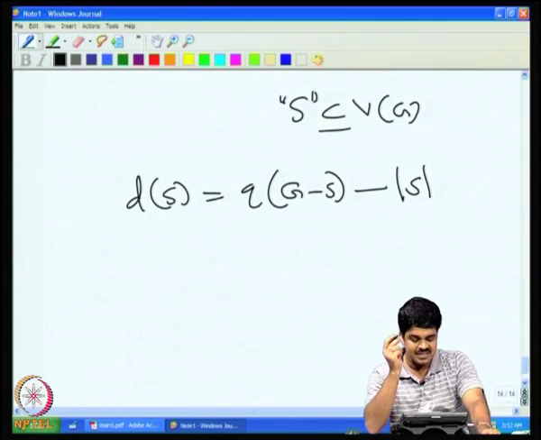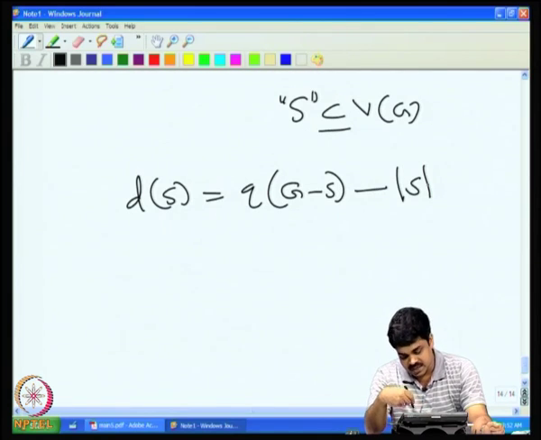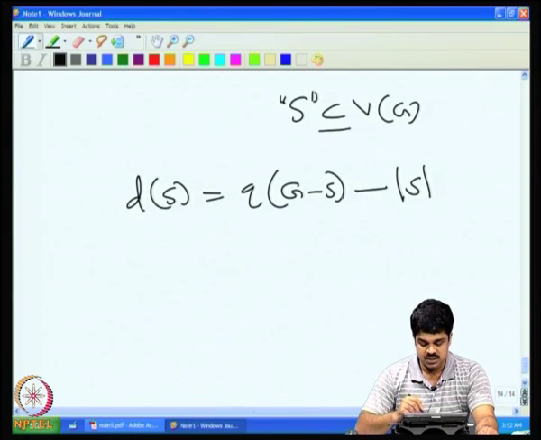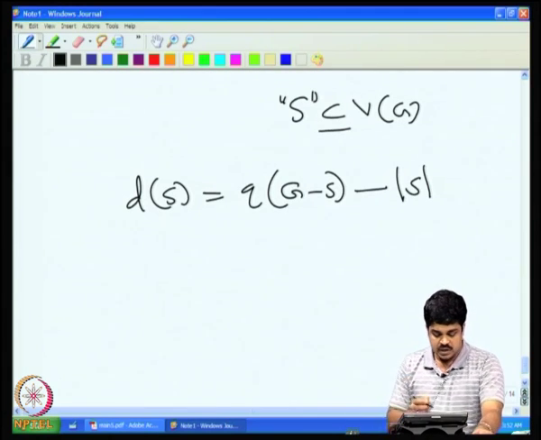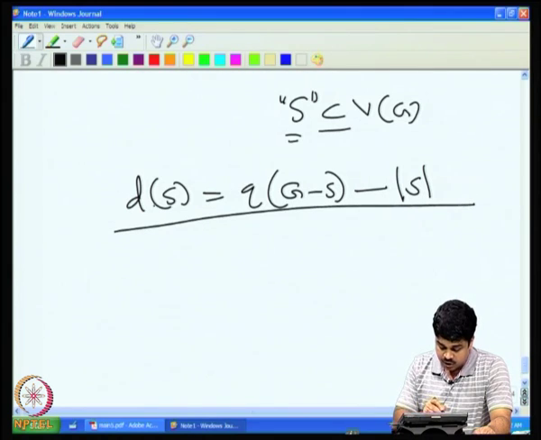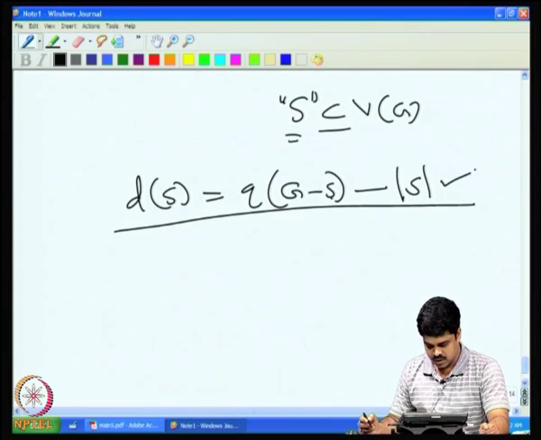In case there is no perfect matching, we know that Q of G minus S for some set S is going to be greater than the cardinality of S. So, there may be some positive excess here, but it can be negative. For instance, Q of G minus S may be less than the cardinality of S. It can be 0, they can be equal. So, we define for any S a parameter called D of S, which is essentially the number of odd components of G minus S minus the cardinality of S.